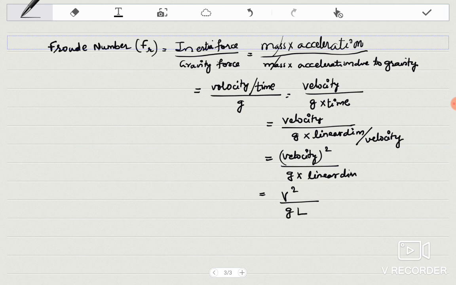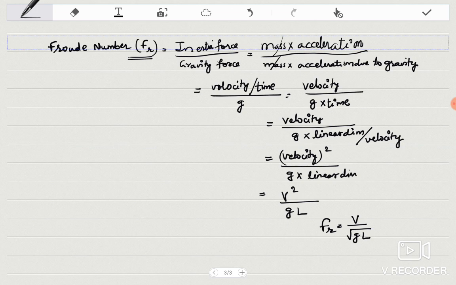So this is the Froude number. Again, you may check very well that there is no dimension of this Froude number. It is dimensionless. So it is another non-dimensional parameter which is introduced in problems. As such, this Froude number is written as Fr is equal to V upon root gL. This is the actual expression for the Froude number.